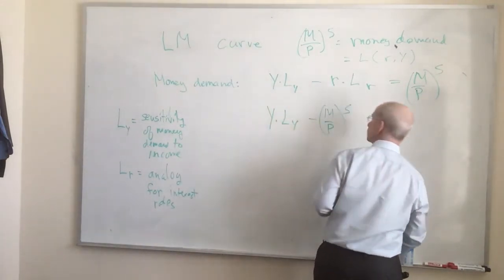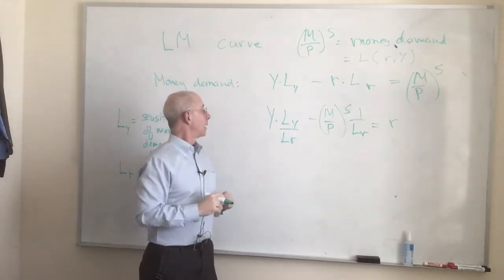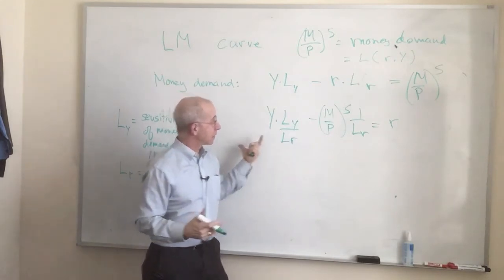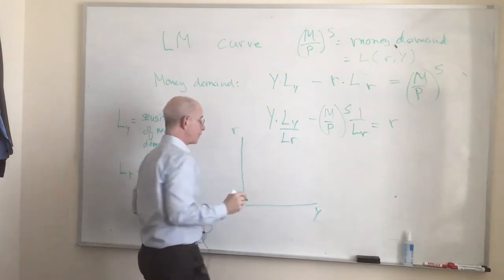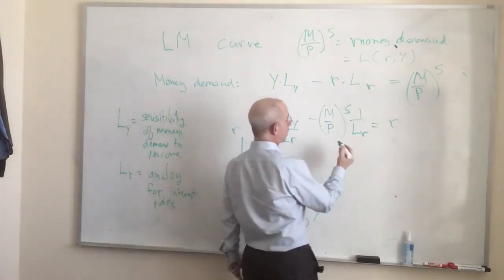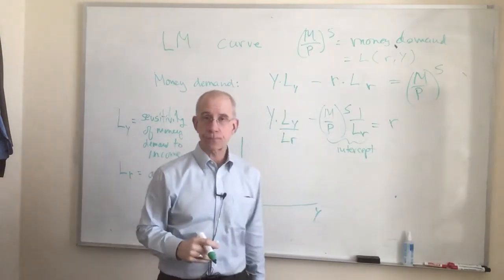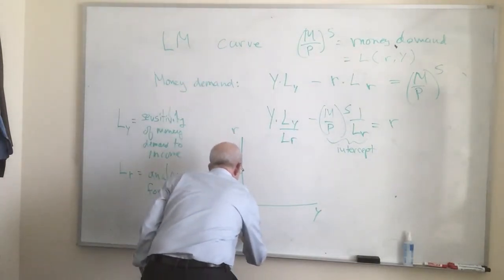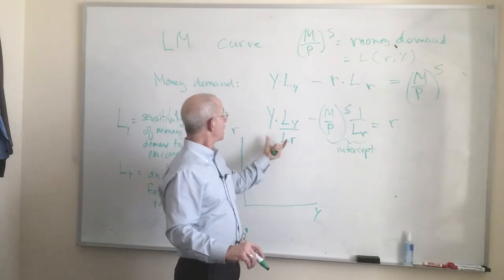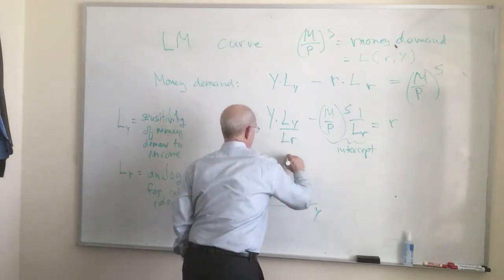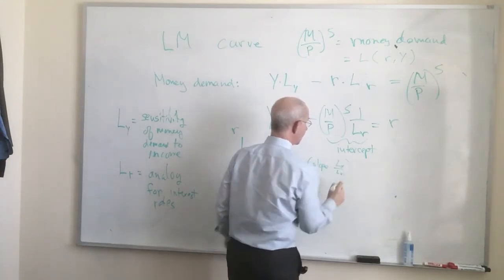Okay, so what have I got? 1 over LR, and then LR. And so what we have here is a linear equation which will have the following relationships. This is the intercept. It's not a function of Y. It would be somewhere down here. So this is the money supply multiplied times 1 over LR. This is the slope of the LM curve, which has a slope of Ly over LR. Okay?